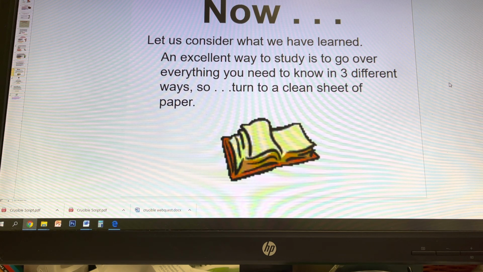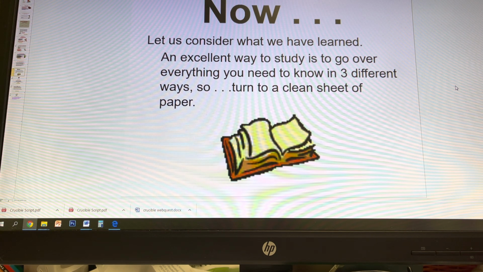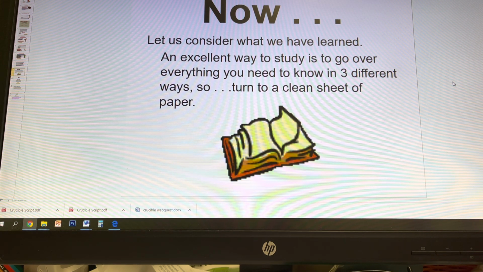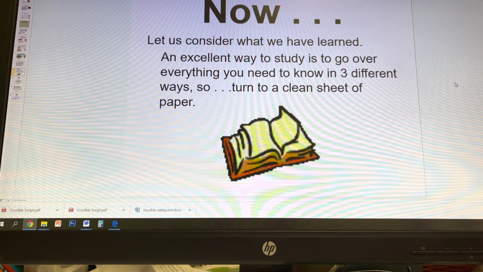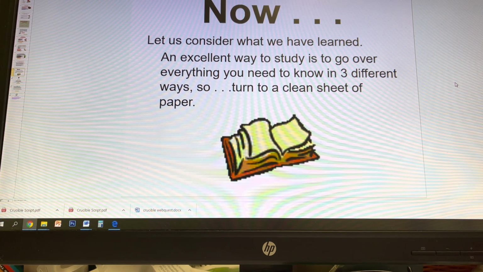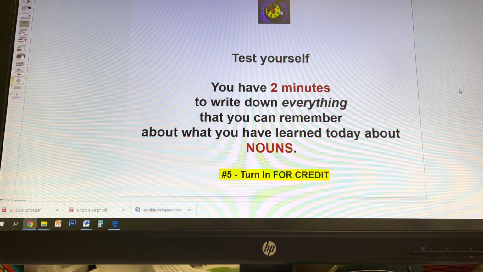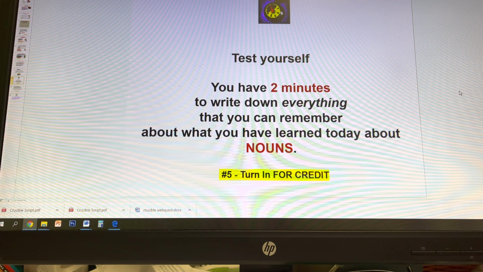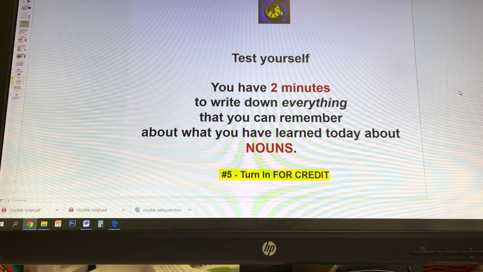I want you to do this so that you have practice in ways to study. So either turn your sheet of paper over, pull out a different one, flip to a different one in your notebook, but I don't want you to be able to see what you've already written down. Pause if you need to. So the first thing I want you to do is you're going to take 2 minutes and you're going to write down everything that you can remember that you've learned about nouns so far. Ready, set, go.